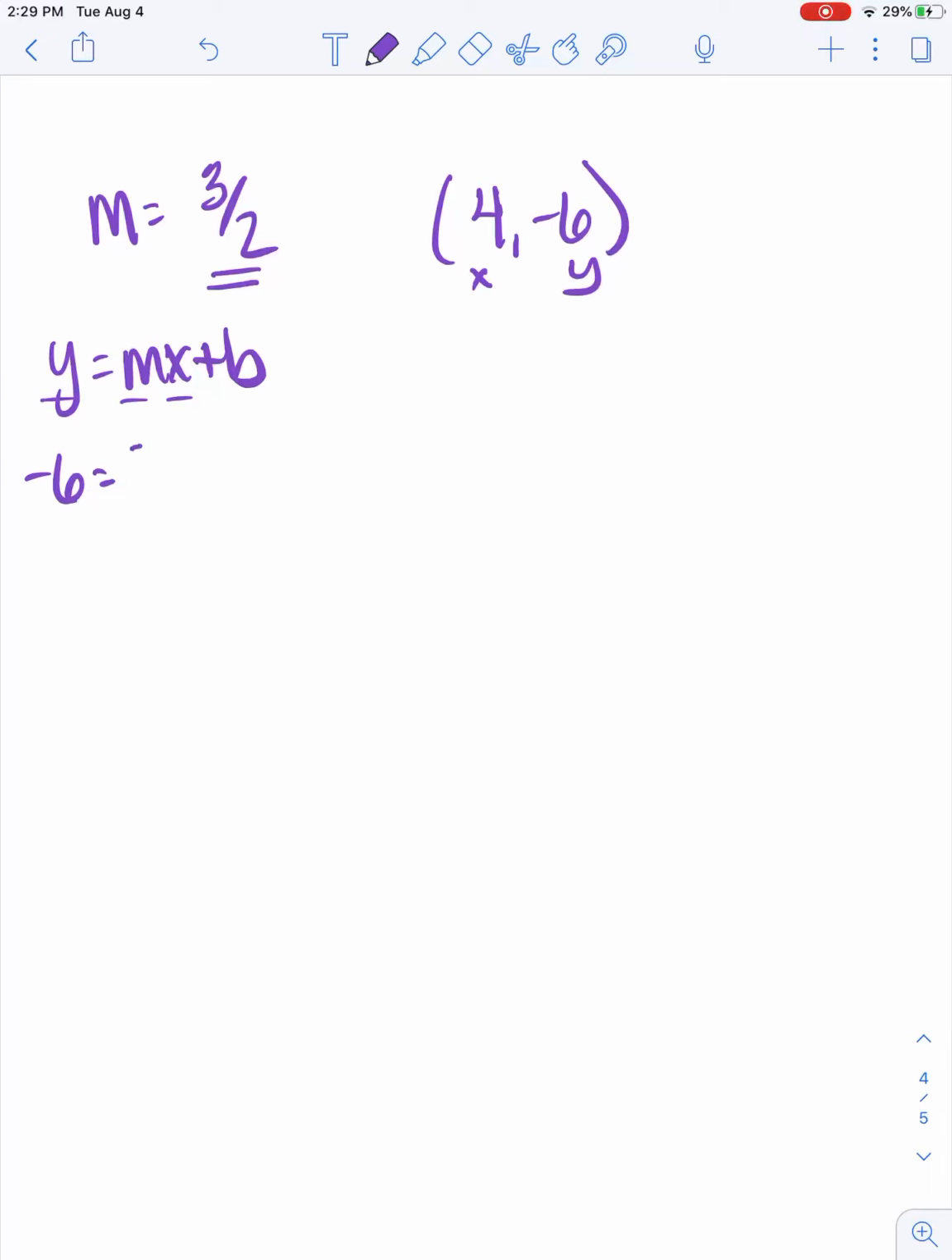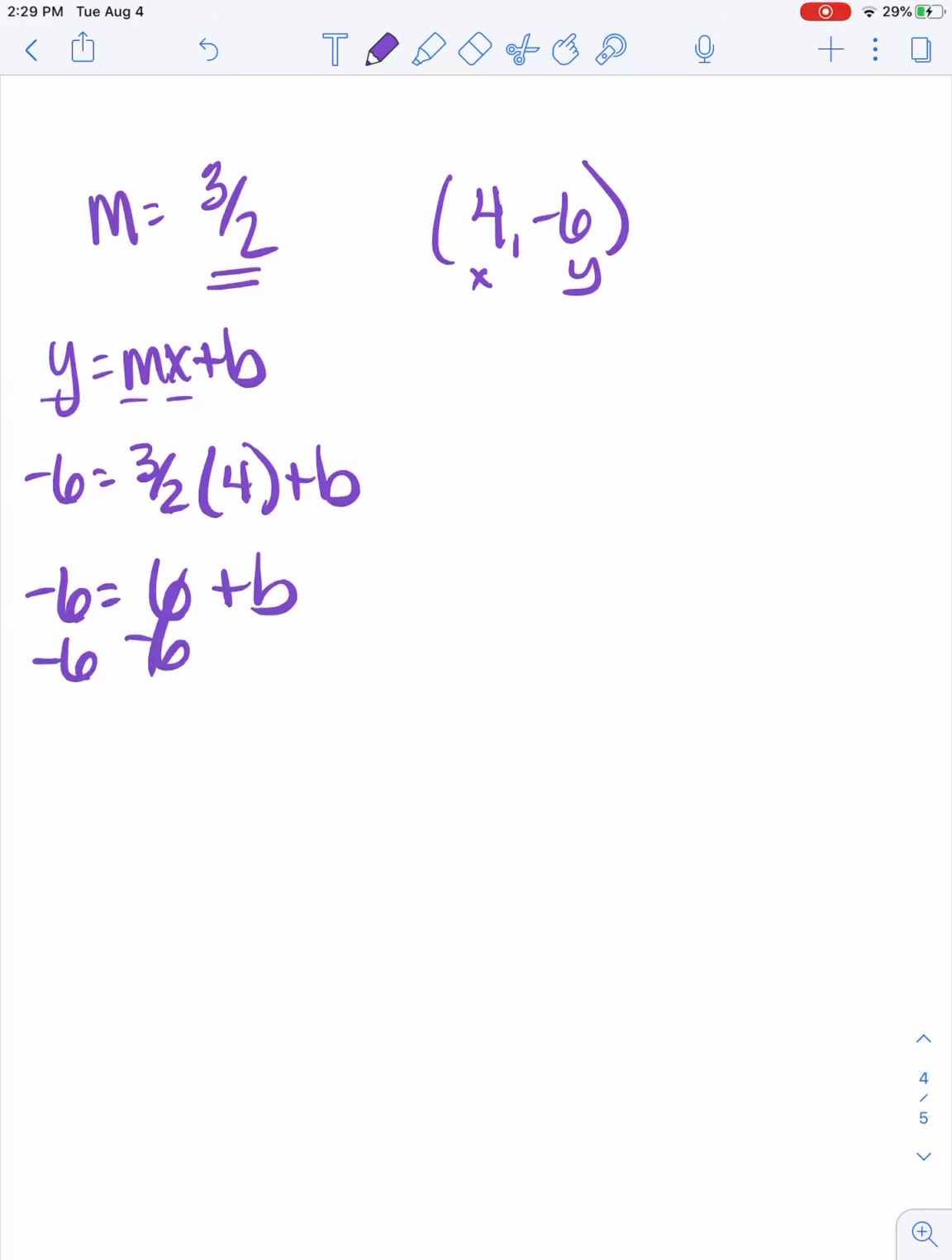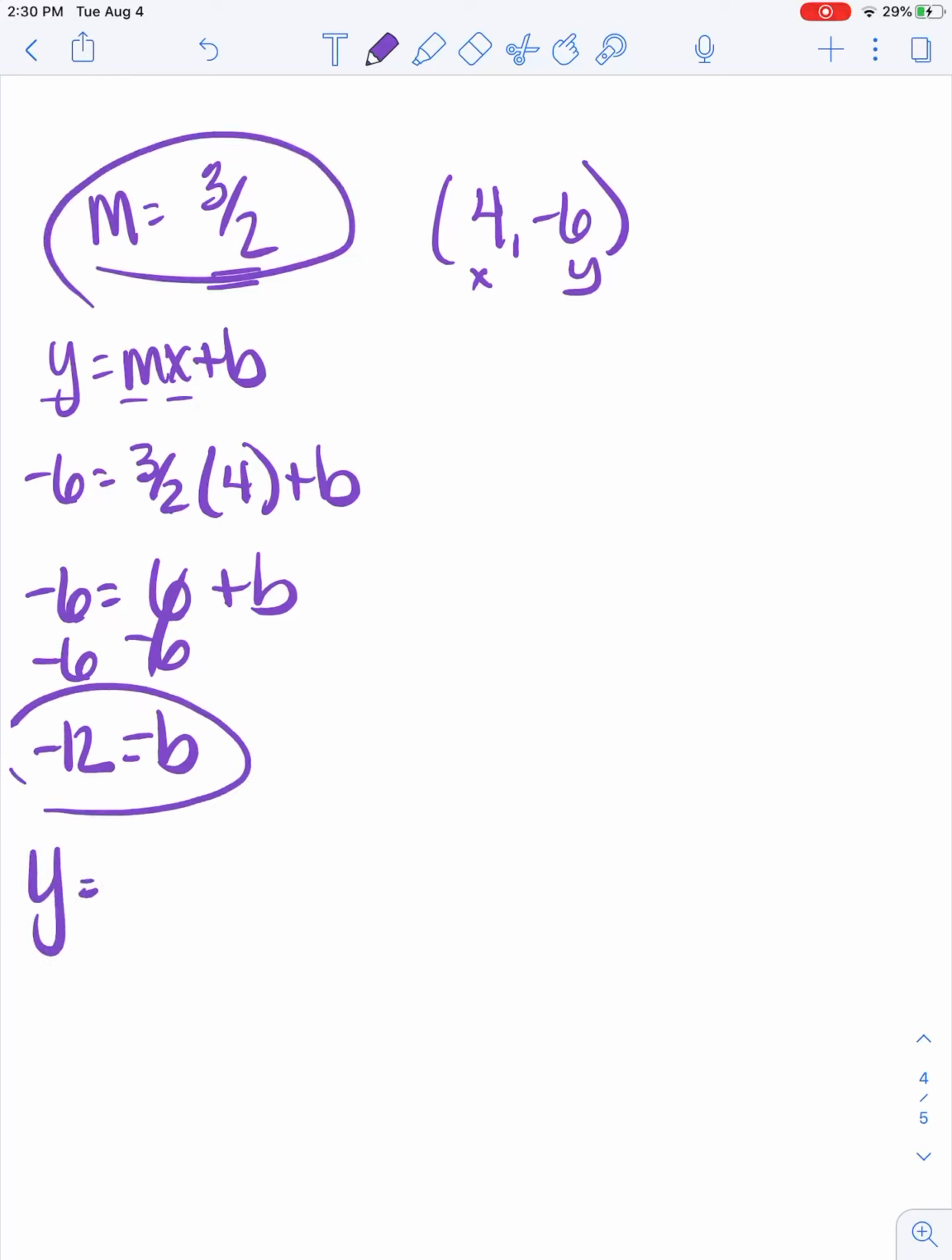So my y is -6. My m is 3/2. My x is 4. 2 goes into 4 2 times, and 2 times 3 is 6. Subtract 6. So my equation is y equals 3/2x minus 12.